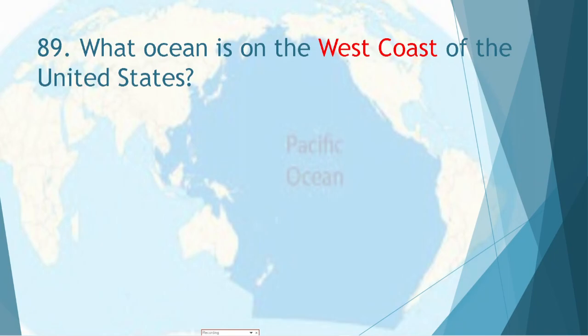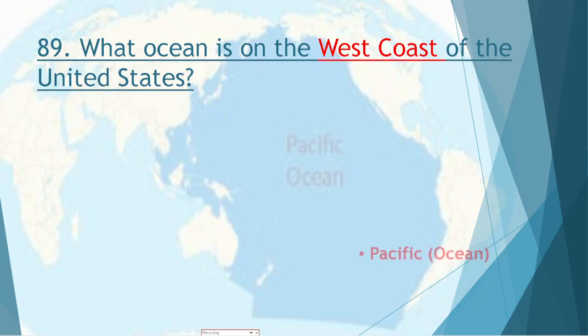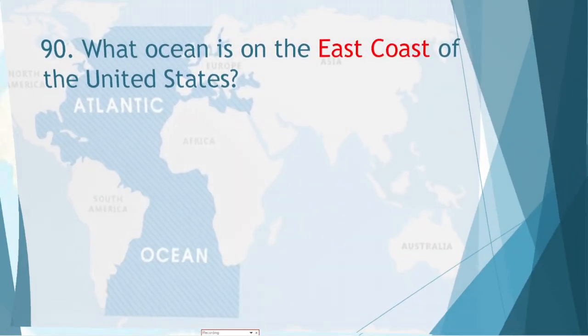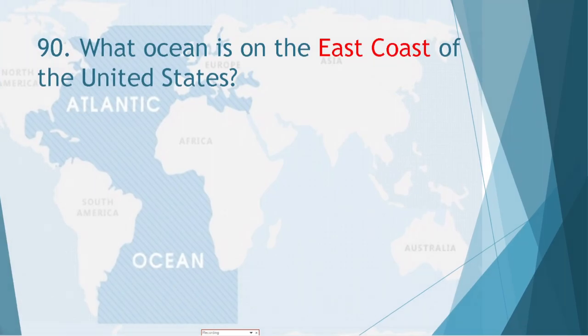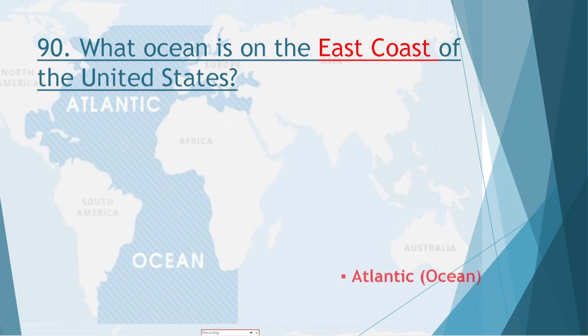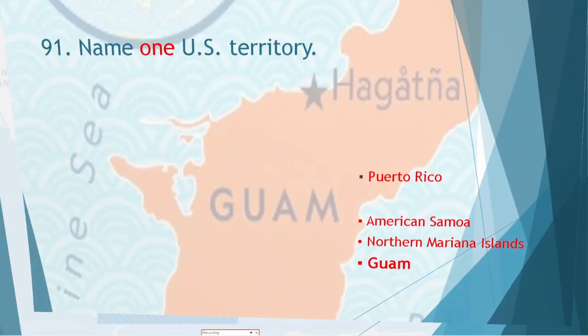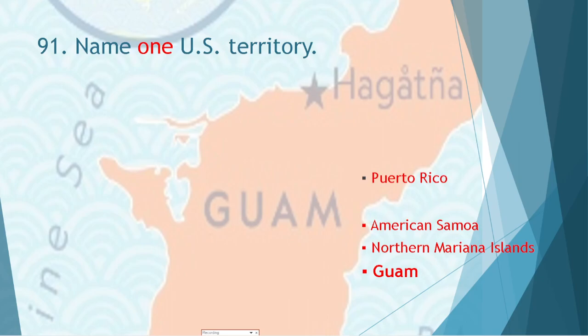What ocean is on the west coast of the United States? The Pacific Ocean. What ocean is on the east coast of the United States? The Atlantic Ocean. Name one U.S. territory. Guam. Puerto Rico. U.S. Virgin Islands.